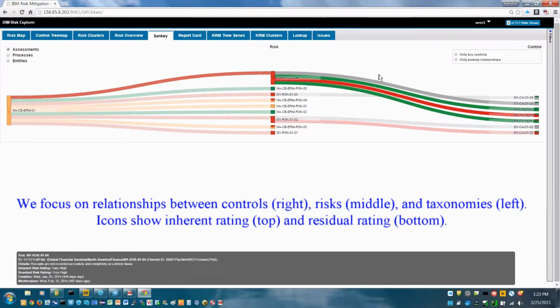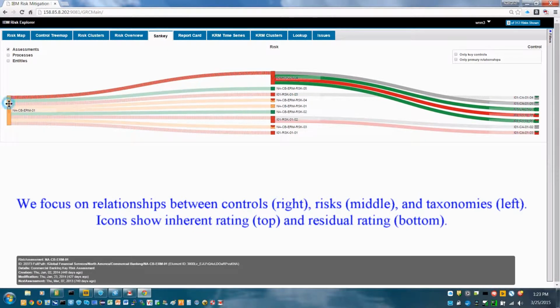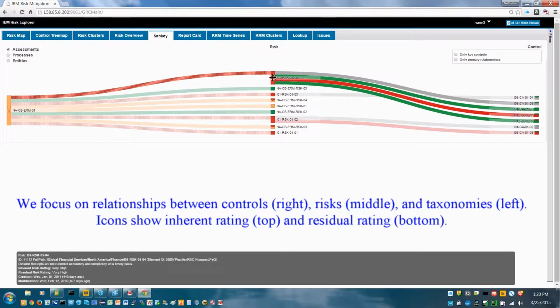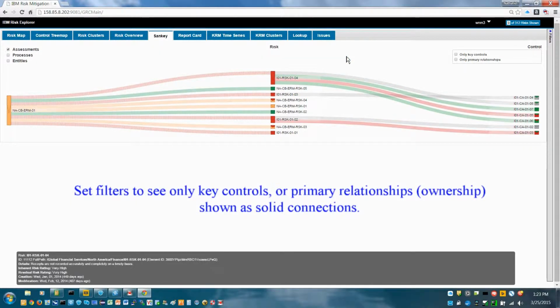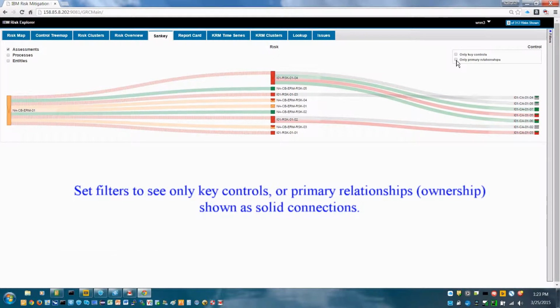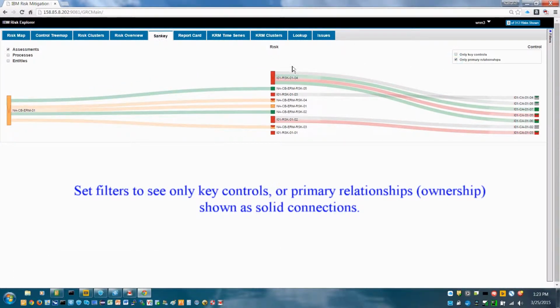Notice the different colors. These are the operating effectiveness ratings. 2 are green for effective, 1 red for ineffective, and 1 gray for not determined. Notice some of the lines are solid color and some of the lines are striped. These reflect the different relationships between a parent and child. Solid are primary relationships, and if we click on this filter, we'll be able to see only those primary relationships.